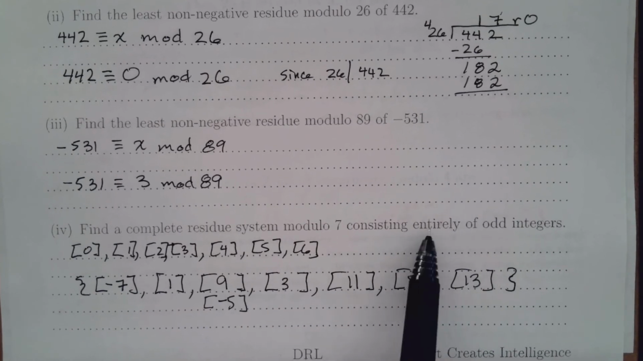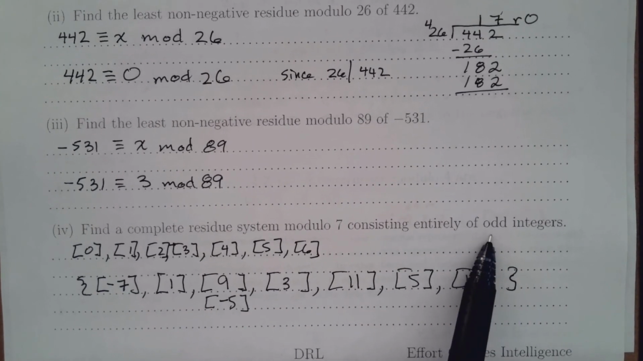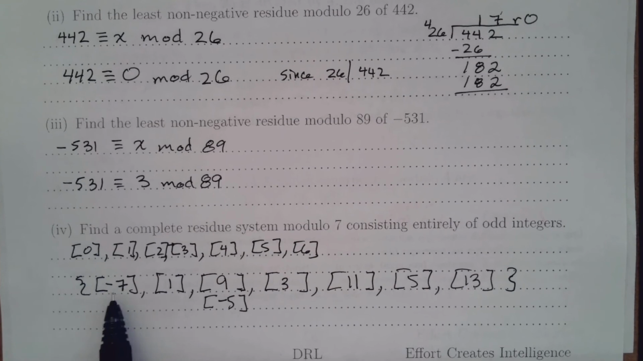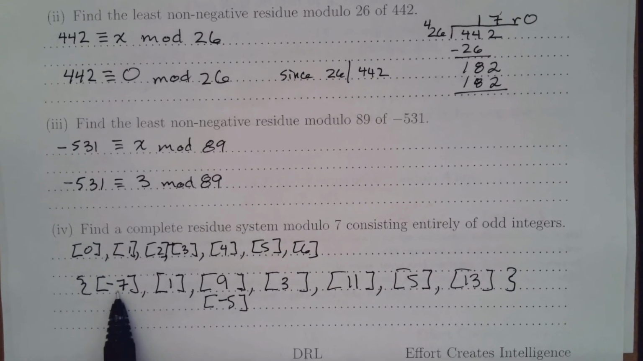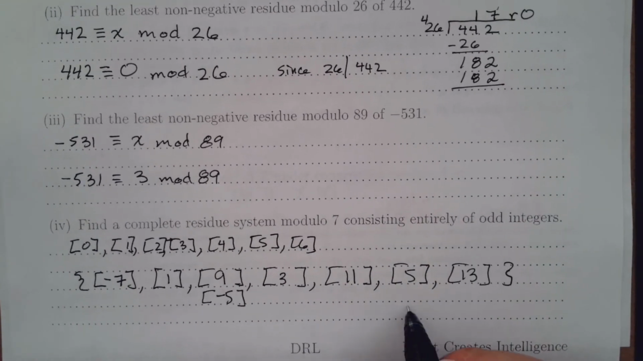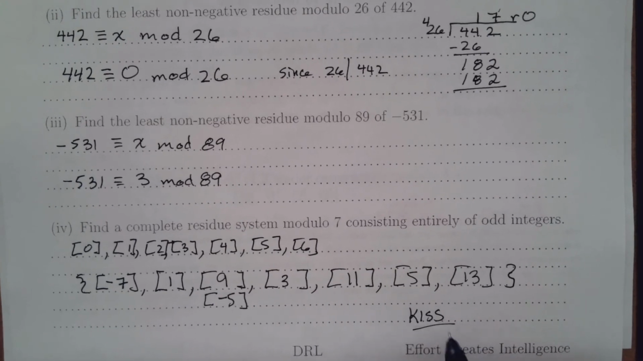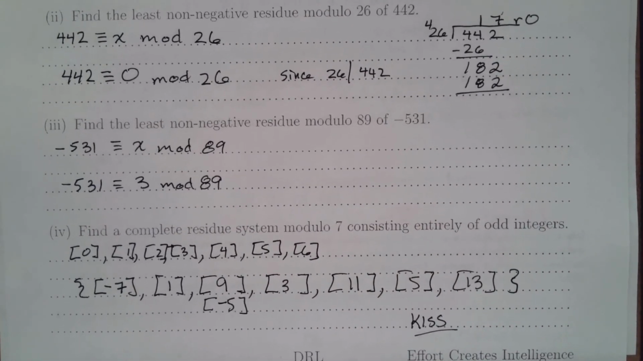Of course, if I needed them to be positive odd integers, then this negative 7 would need to change to be a positive 7. All right, and in general, if we can, we like to keep it simple so that we're not making things more difficult than they need to be.